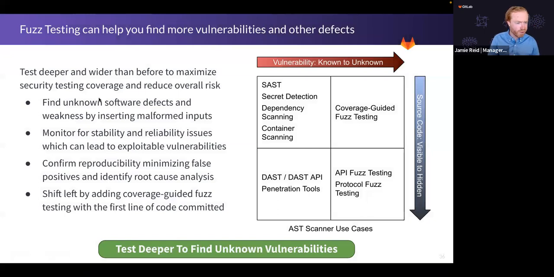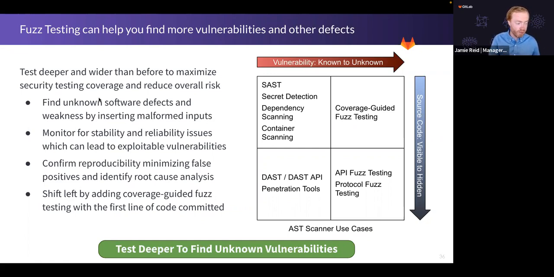We haven't talked much about fuzz testing yet, which was an acquisition of GitLab's a little while ago. And this can also help you detect more vulnerabilities, other defects, not as easily uncovered by something like SAST or DAST. So the idea behind fuzz testing is it helps you test deeper and wider than prior types of scanners, and can help you find unknown or unanticipated software defects by doing things like inserting malformed inputs.